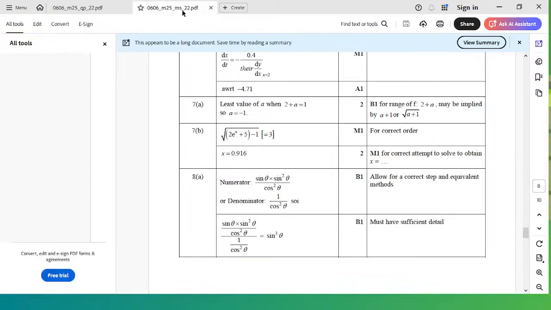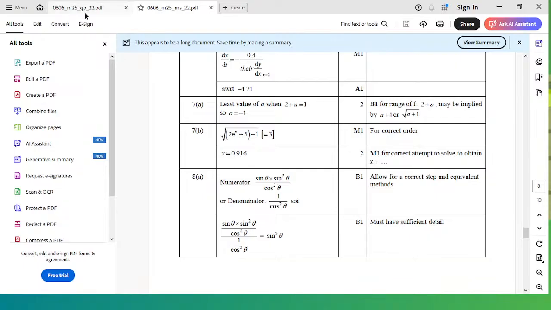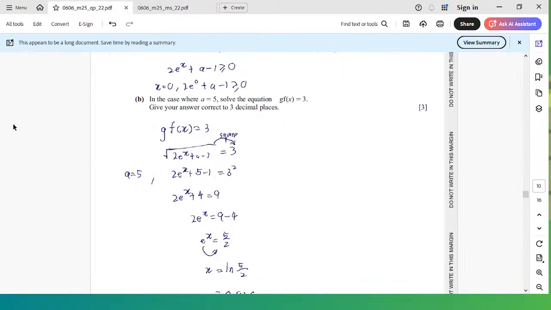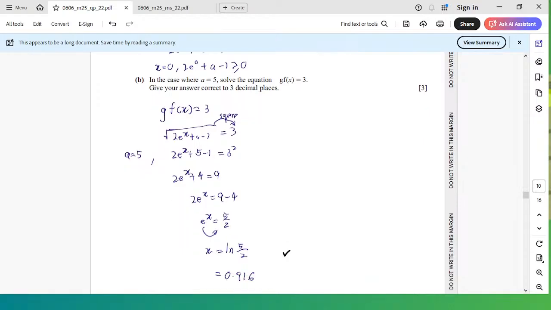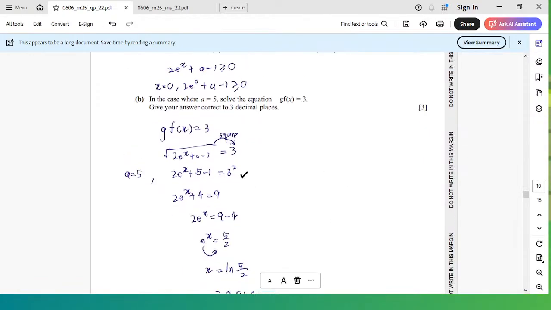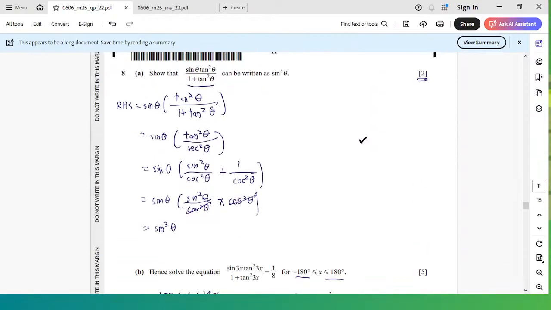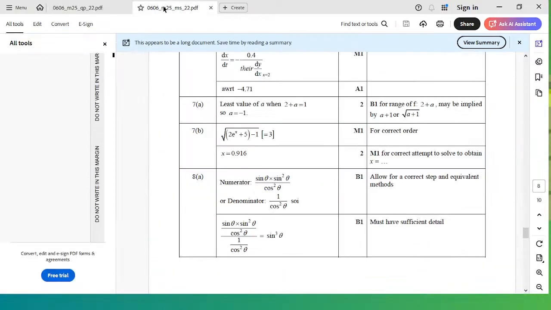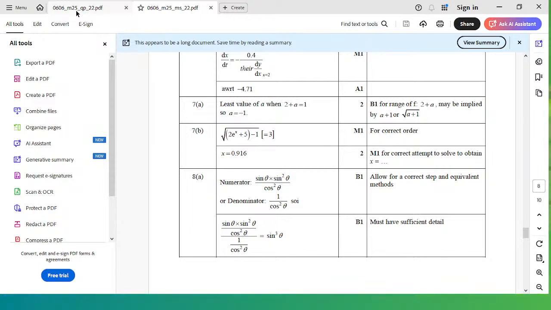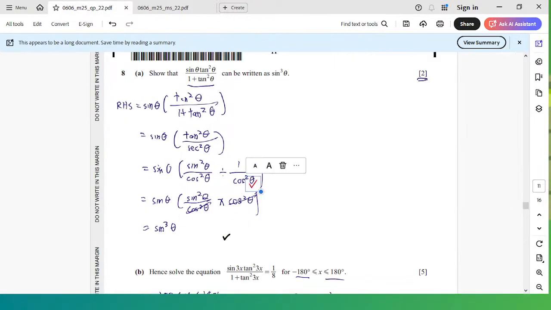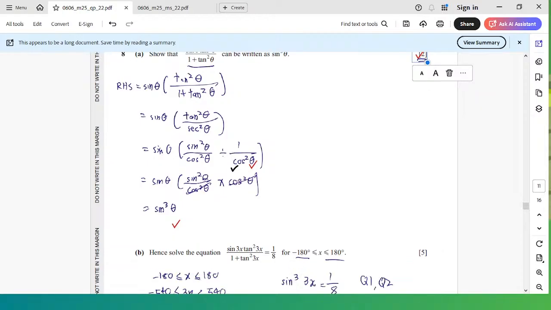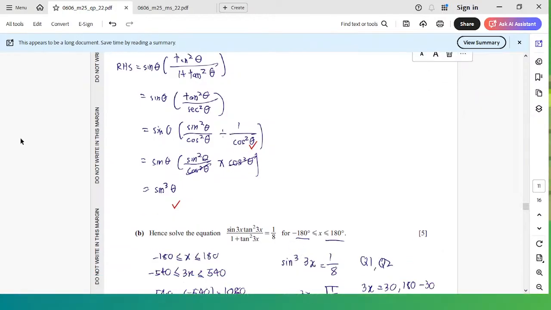And then g of x equals 3, 2e^x minus 1 equals 3, M1. Okay, so 2e^x, this gives me the 3 marks. Then this is proven, I believe, showing the numerator or denominator. So show this and this gives me 2 marks as well. Differentiating the tan squared and sec squared to sine and cos gives you your first B1 and then your final one as your last question as your final B1.